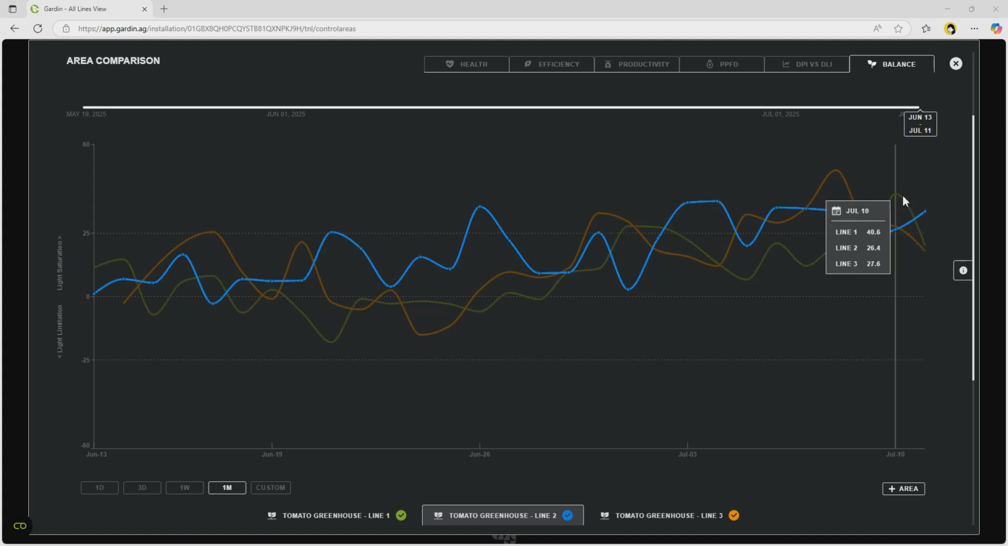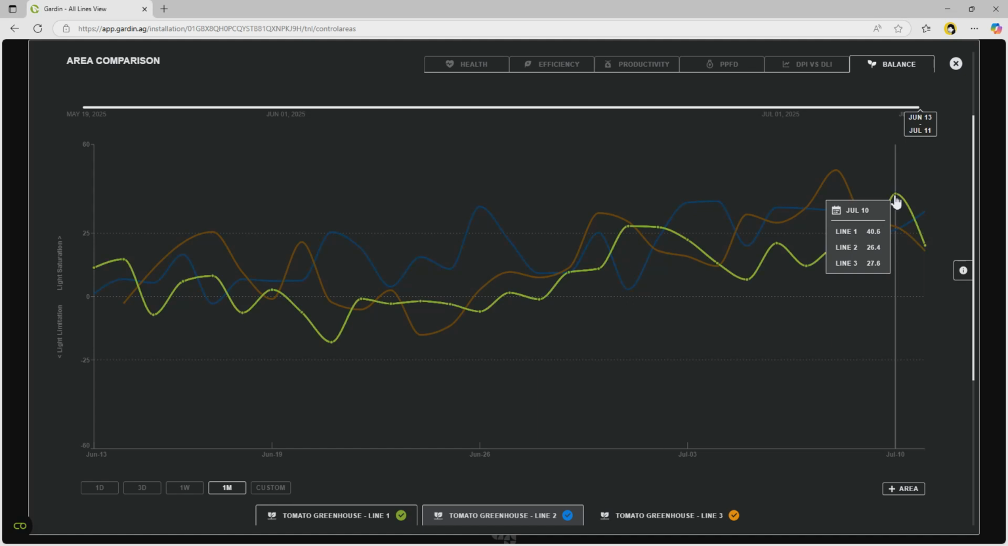So if I hover over a particular peak, I can see the exact day of the peak and the values of all three lines. All lines were outside of our range. For example, line 1, the green line, had a value of 40.6.